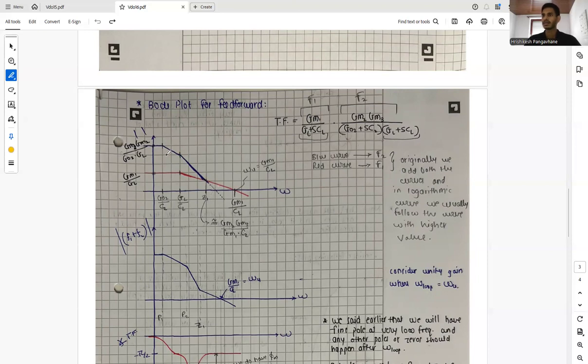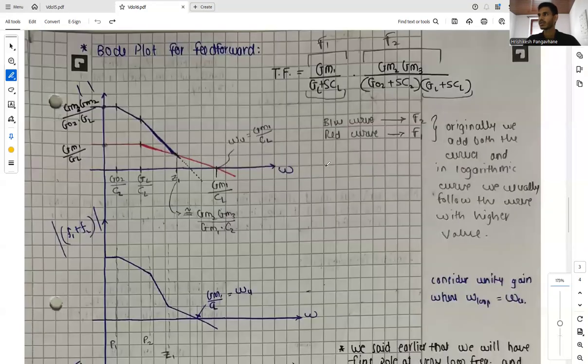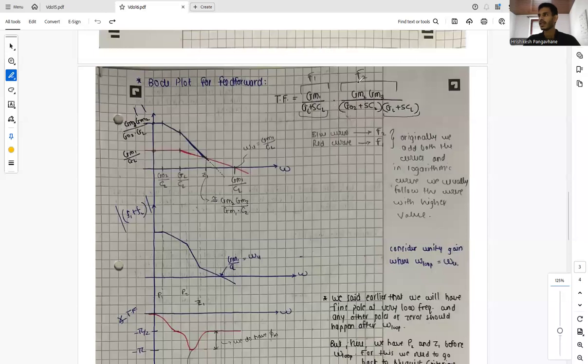When we plot the sub functions f1 and f2, we know that it is an addition, not a multiplication, over here. So it is the addition of f1 and f2, and both are logarithmic functions. In such cases, when we add these two logarithmic functions, we always consider the higher value at that point. So this is how our curve will look.